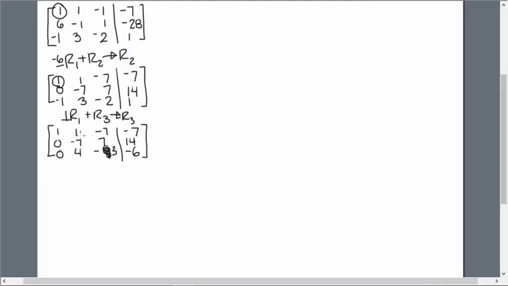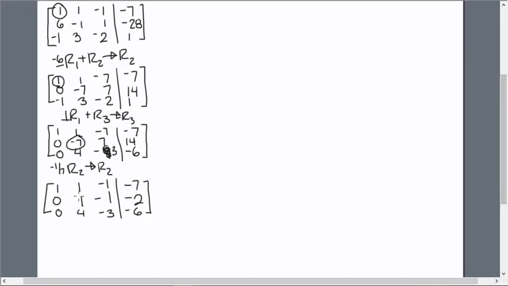The next thing I need is for this guy to become a 1. So I need to just multiply row 2 by something so that that works. So I can take row 2 and multiply it by -1/7, which is the same as dividing by -7, and put it in row 2 spot. So I'm going to get 1, 1, -1, -7, then 0, and -7 times -1/7 is +1. I'm going to get -1 and -2. And then I have the third row, which did not change, which is 0, 4, -3, -6.